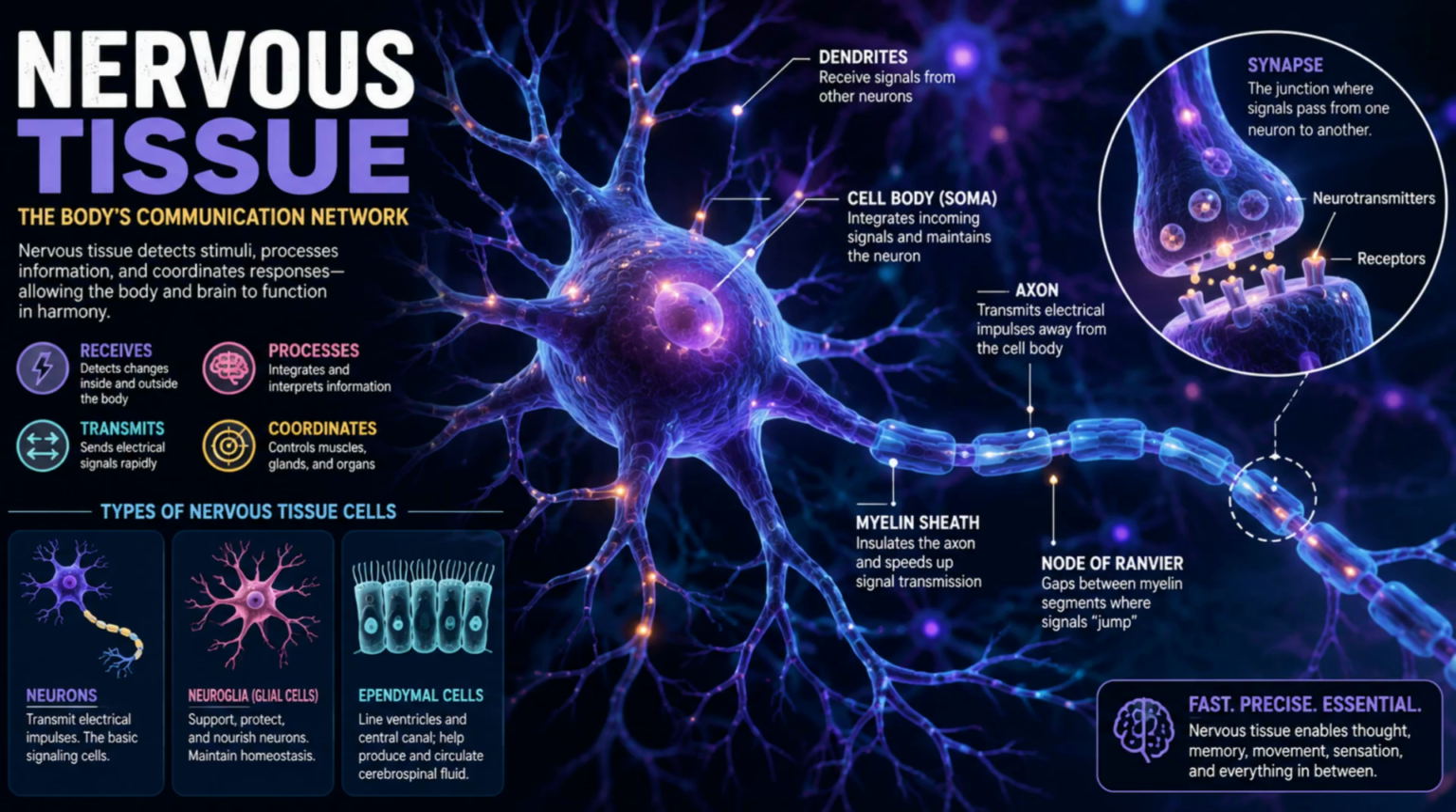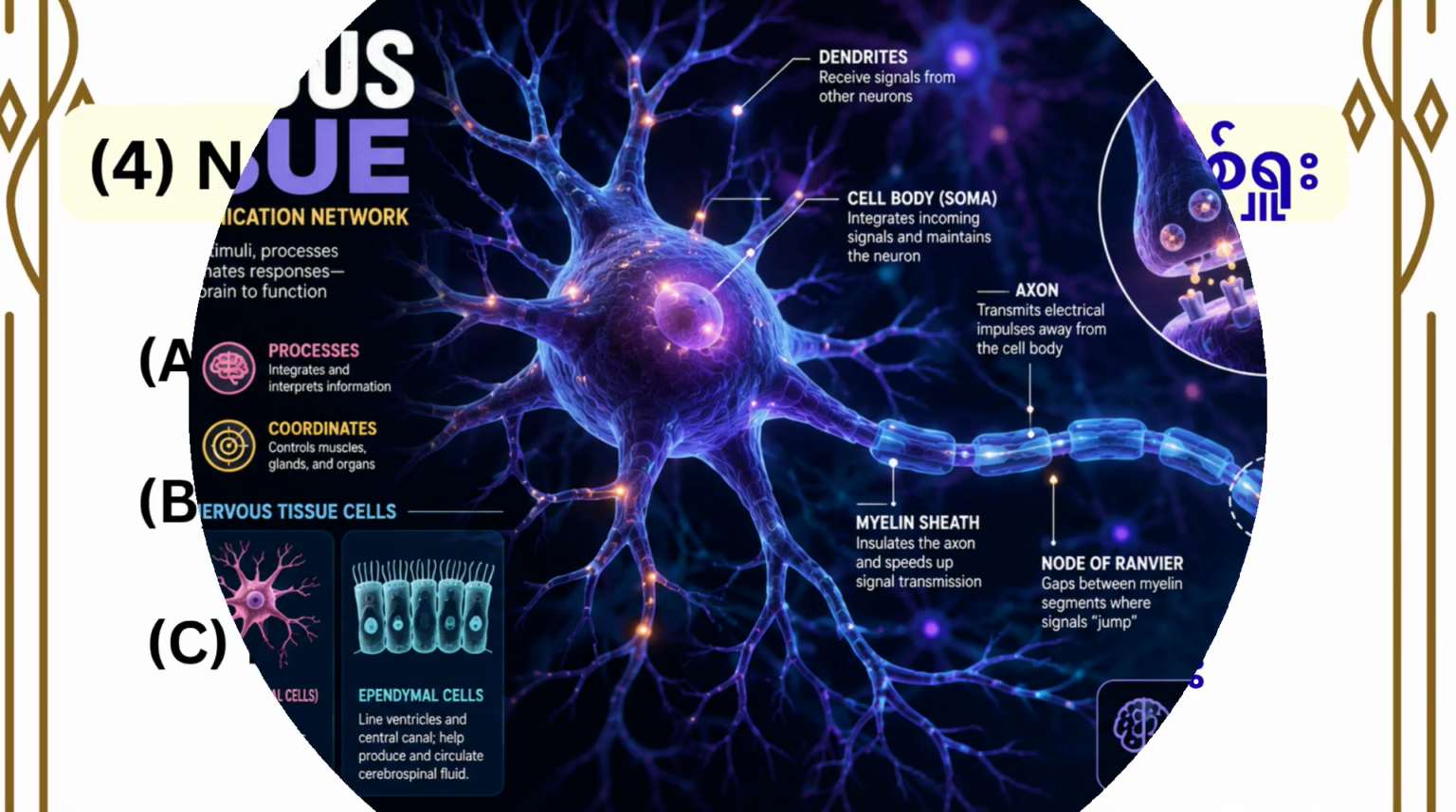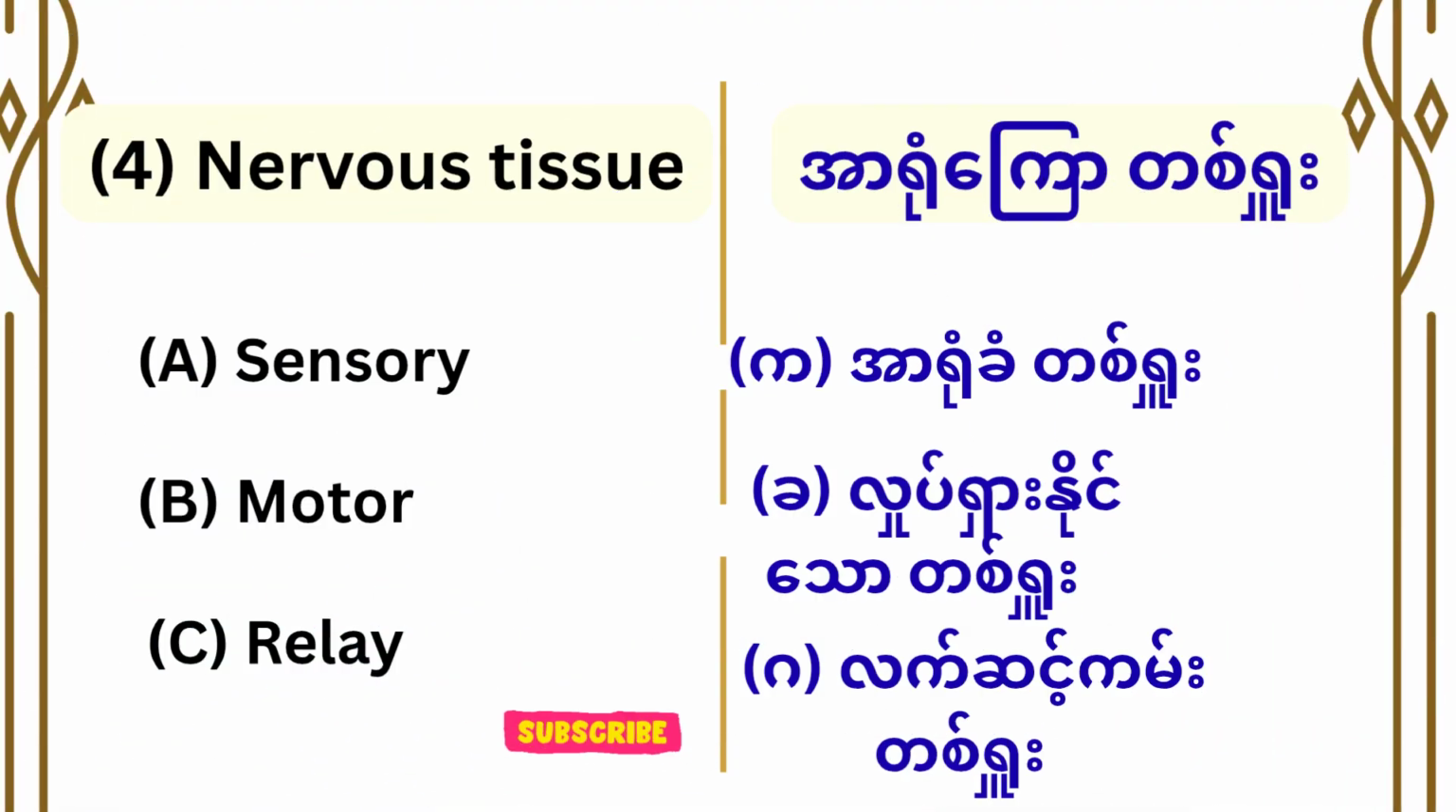4. Nervous tissue: A. Sensory, B. Motor, C. Relay.